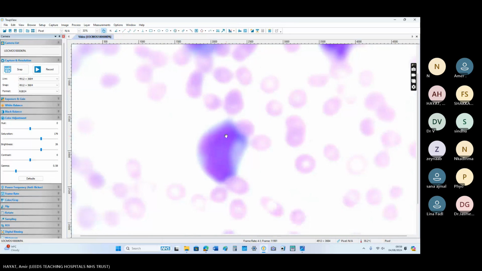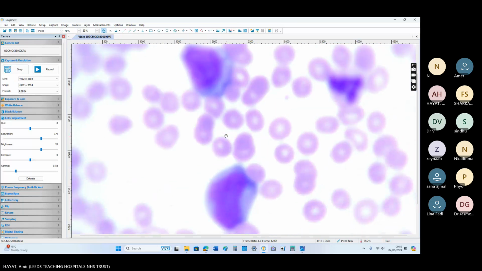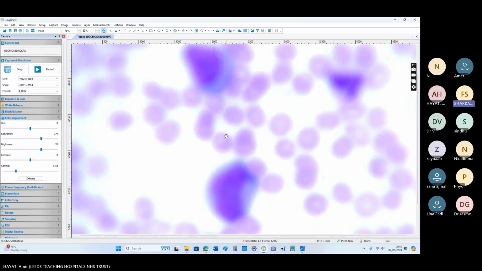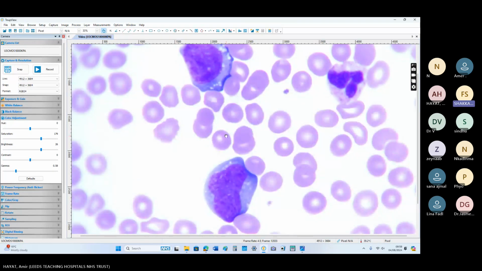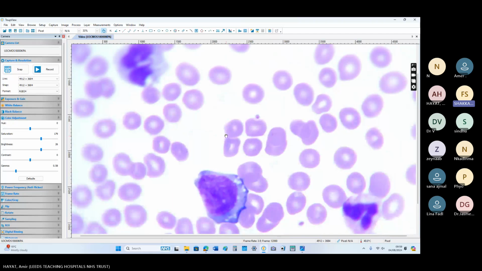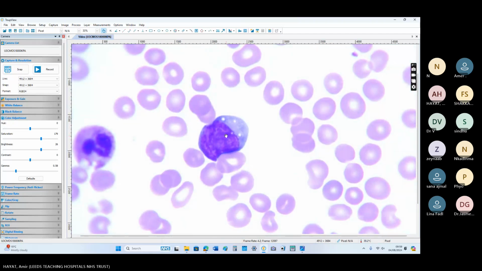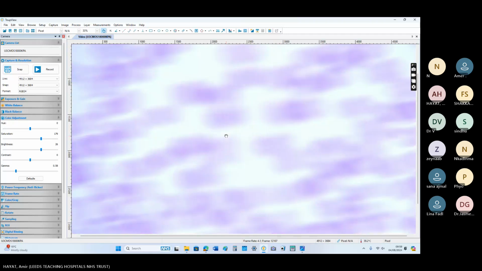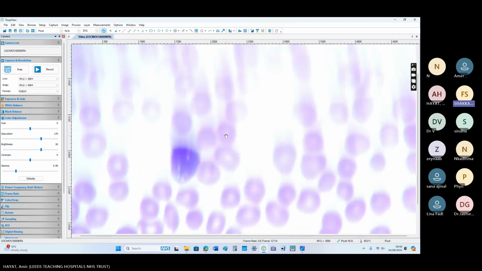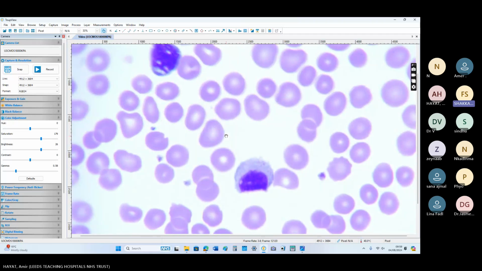I would think about leukemic phase of... or leukemic transformation of lymphoma. Which lymphoma? T cell lymphoma, because of the background flowery shaped cells.